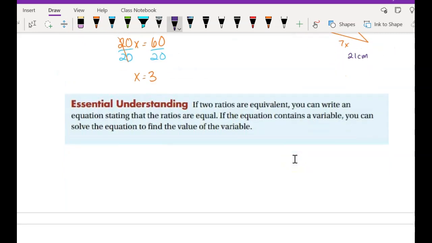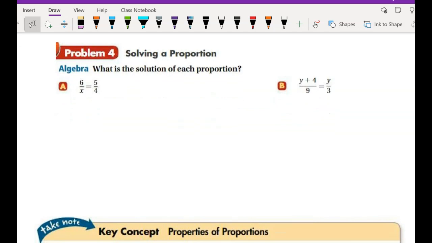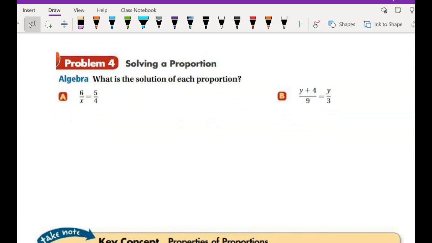Okay, so it's super important that you understand if two ratios are equivalent, we can write an equation stating that the ratios are equal. And if we have a variable, we can solve to find the variable. So let's take a look at problem 4. I want to know what is the solution of each proportion. So what I'm going to do is I am going to cross multiply.